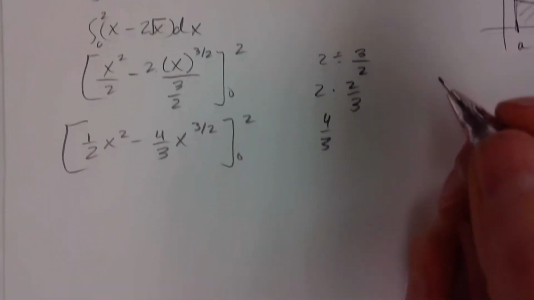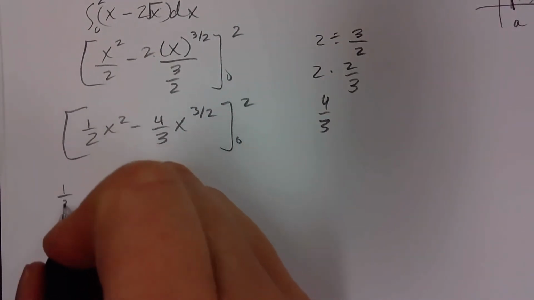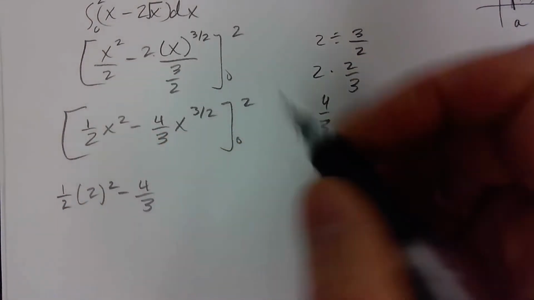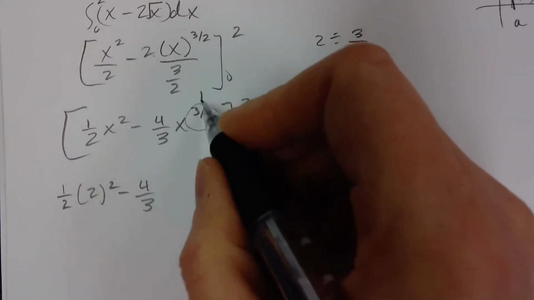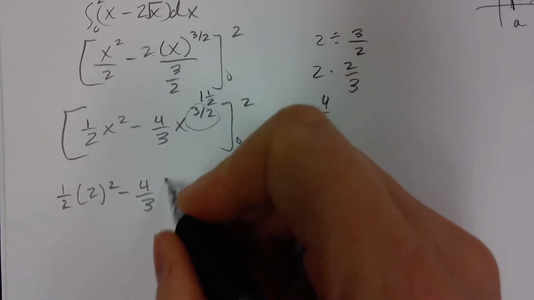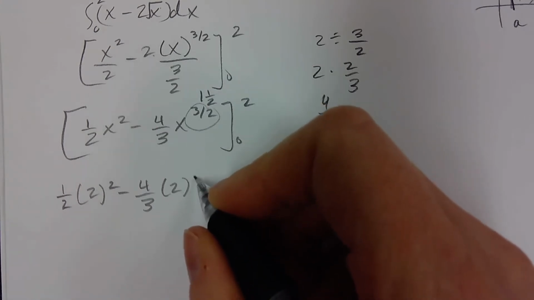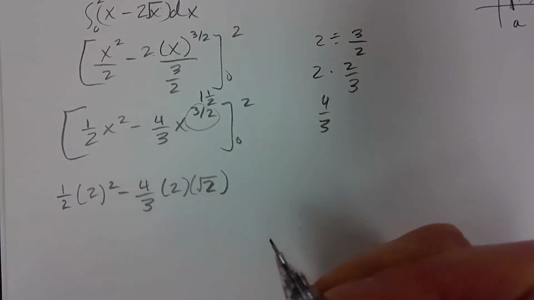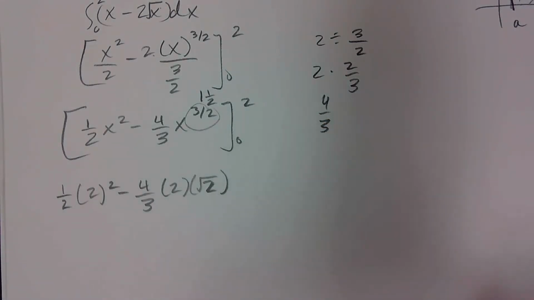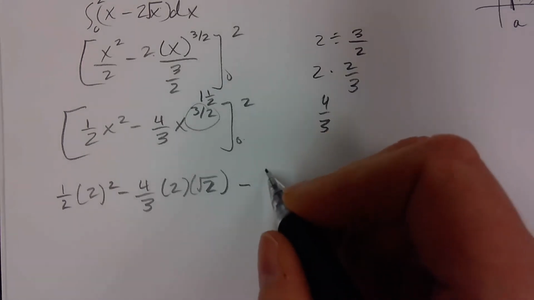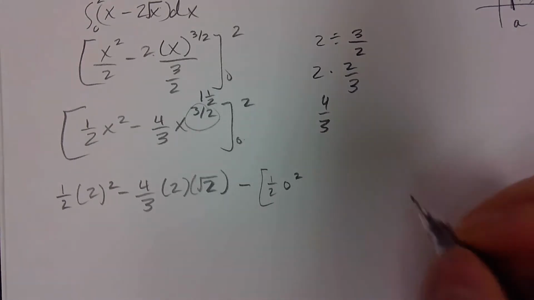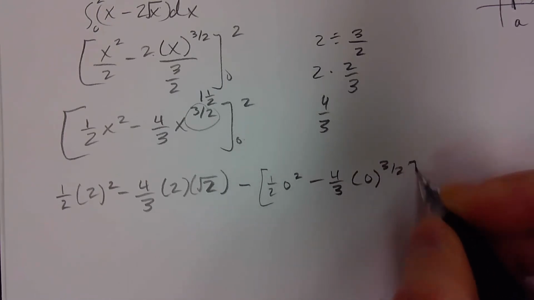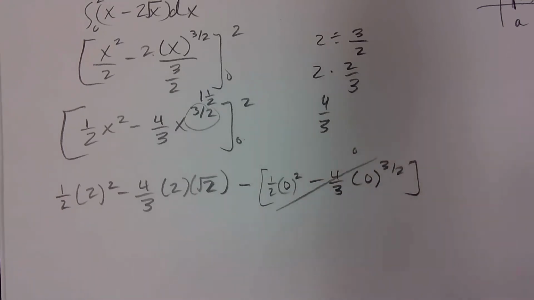Okay, now we're going to go ahead and substitute our numbers in. So we'll have 1/2 of 2 squared minus 4/3. So I want to think about how 3/2 power, that's 1 and 1/2. So that means I'm going to have a 2 to the first power, and I'm going to have a 2 to the 1/2 power, or a square root of 2 in there. Let's see, and then minus, got to plug in your 0, so we'll have 1/2 of 0 squared minus 4/3 times 0 to the 3/2 power. So this is just obviously going to be 0.